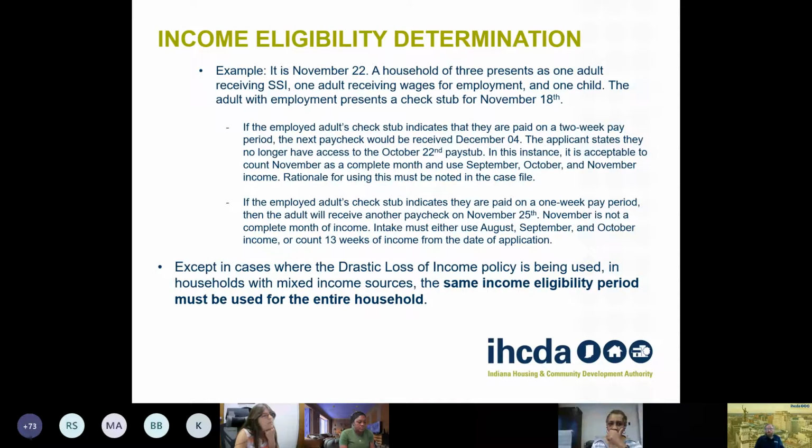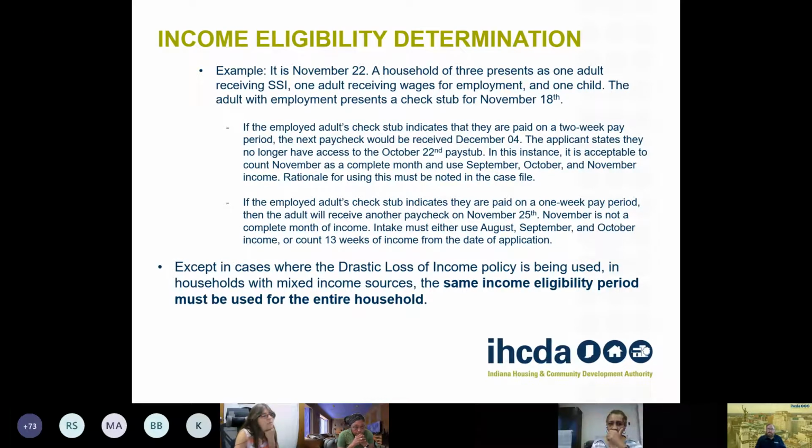However, if the employed adult's check stub indicates that they're paid on a 1-week pay period, then you know that the adult will receive another paycheck on November 25th. Therefore, November is not a complete month of income. So you must either use the August, September, and October income, or you can use that current check stub and count 13 weeks of income from the date of application.